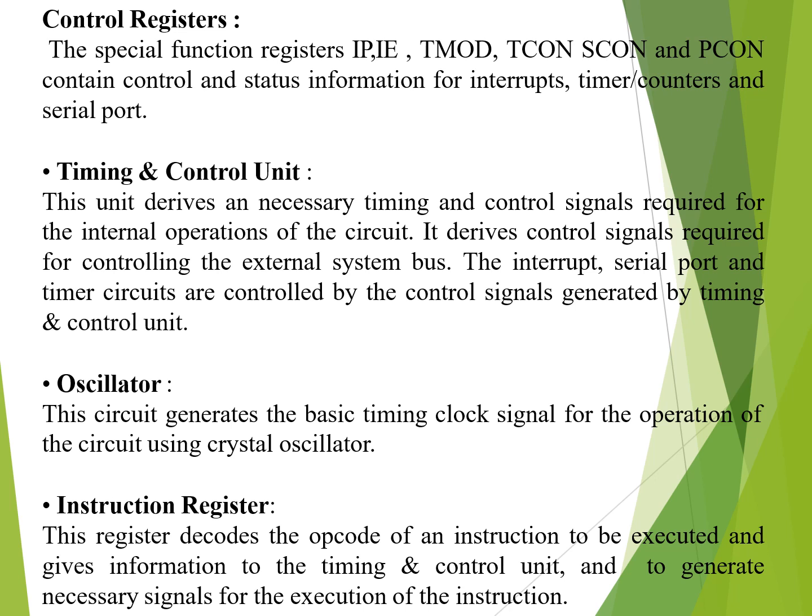The instruction register is also a register which is available in the 8051 architecture. This register is responsible for decoding the opcode of an instruction to be executed, and it gives the decoded information to the timing and control unit to generate the necessary control signals for the execution of the instruction.